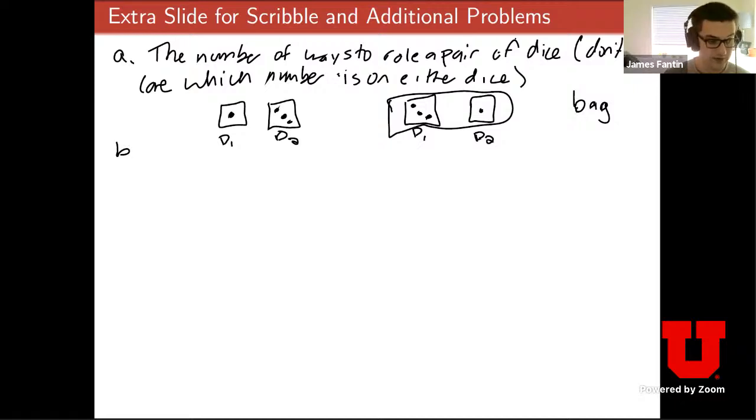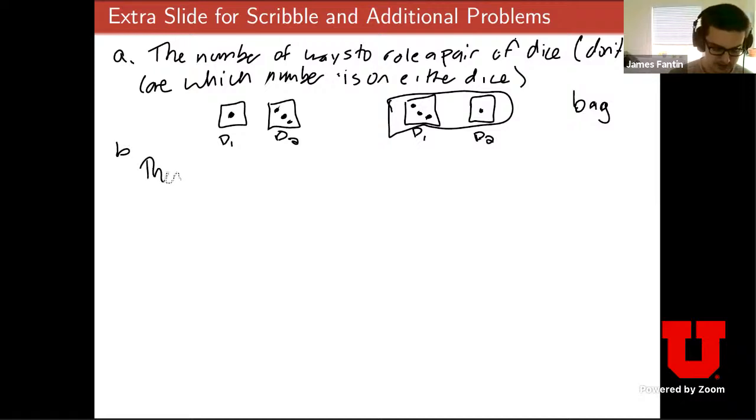We don't care about the ordering of the objects, right? You can kind of think about it as we don't care about the ordering. So if we roll a 1-3, that's the same as a 3-1. We don't care about the ordering that the objects appear in. We just care about the objects themselves. And that's by definition a bag.